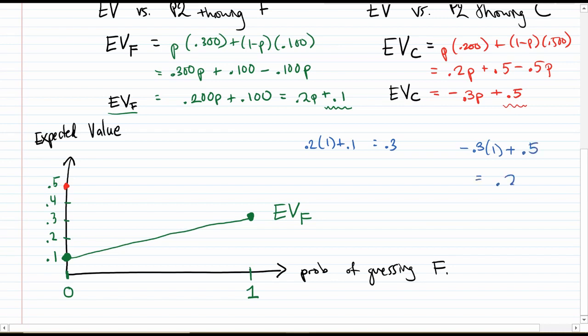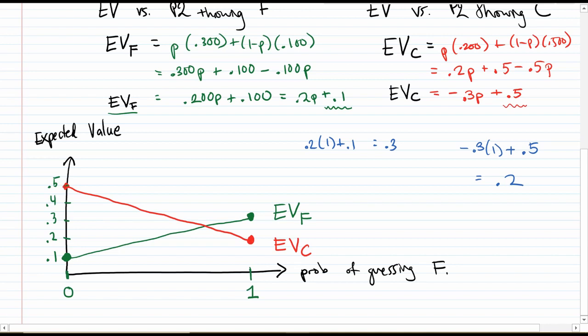That's just equal to 0.2. So we'll go to 0.2 down here. And the line's going to slope downwards against a straight line. This is my expected value versus a curveball.